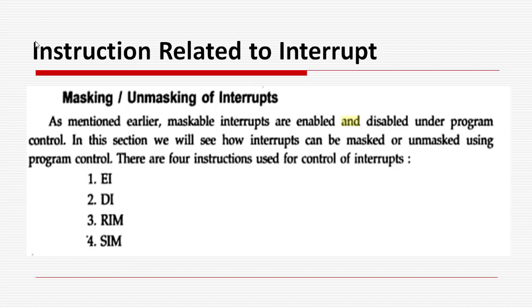Next, the instructions used in the microprocessor related to interrupts are 4 instructions only. The first instruction is EI, enable interrupt, which is used to enable the 4 interrupts. Because TRAP is non-maskable, we cannot enable or disable that interrupt. So EI means enable interrupt. DI, disable interrupt, can disable those 4 interrupts. So DI is the disable interrupt.